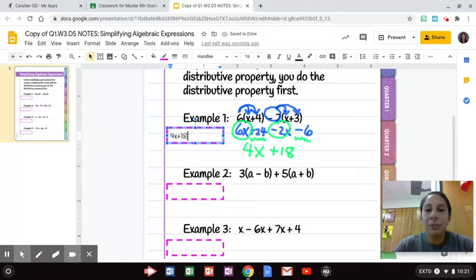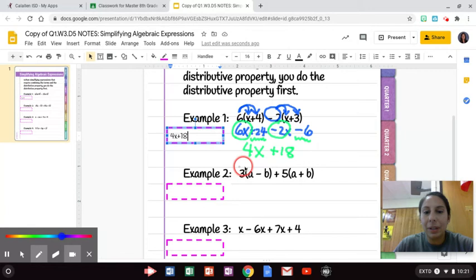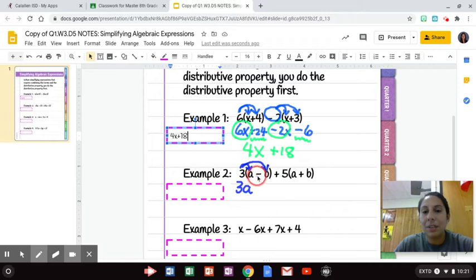Okay, example 2. You have two sets of parentheses also for this problem. So what we're going to do is get rid of this 3 first. So 3 times a, that gives you 3a. 3 times b. Notice that it has a minus. So because of that minus, positive times a negative gives you a negative. So it's going to be minus 3b.